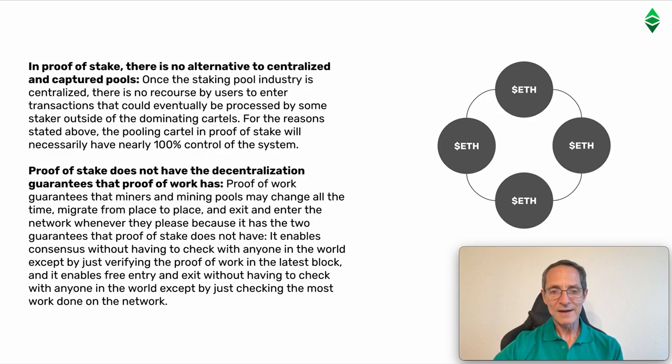Proof of stake does not have the decentralization guarantees that proof of work has. Proof of work guarantees that miners and mining pools may change all the time, migrate from place to place, and exit and enter the network whenever they please, because it has the two guarantees that proof of stake does not have. It enables consensus without having to check with anyone in the world, except by just verifying the proof of work in the latest block. And it enables free entry and exit without having to check with anyone in the world, except just by checking the most work done on the network.